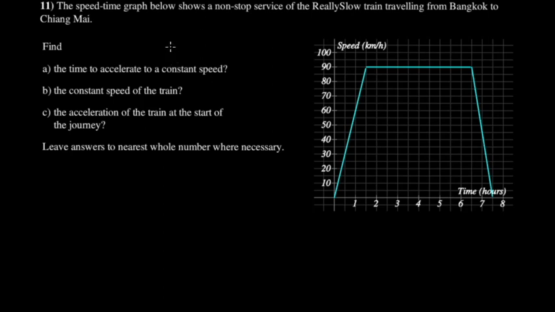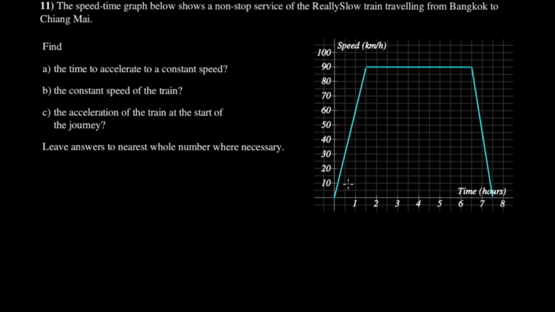So the speed time graph shows a non-stop service of the really slow train traveling from Bangkok to Chiang Mai. And then you're asked to find the time to accelerate to a constant speed. So you actually have to know what exactly they're talking about.